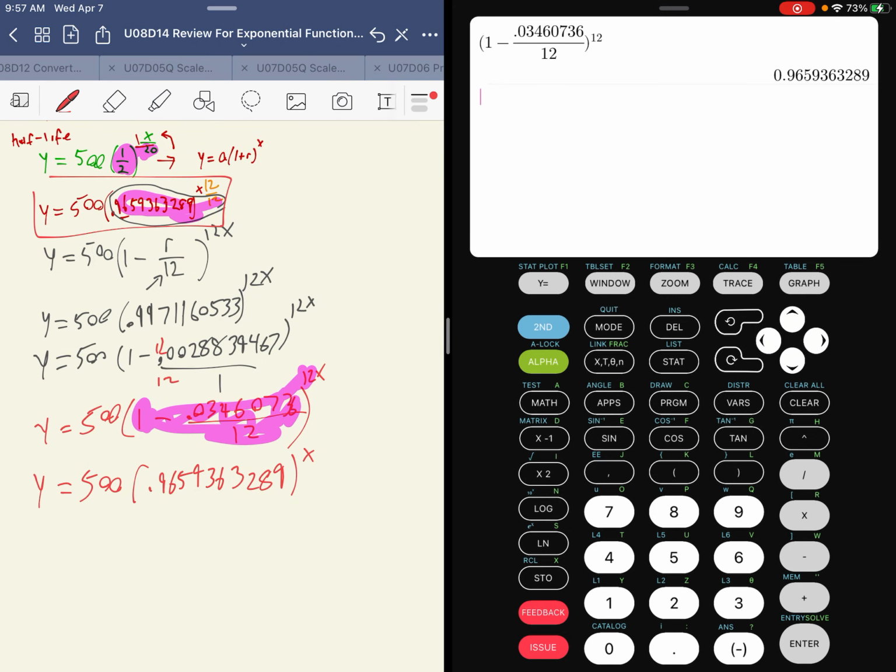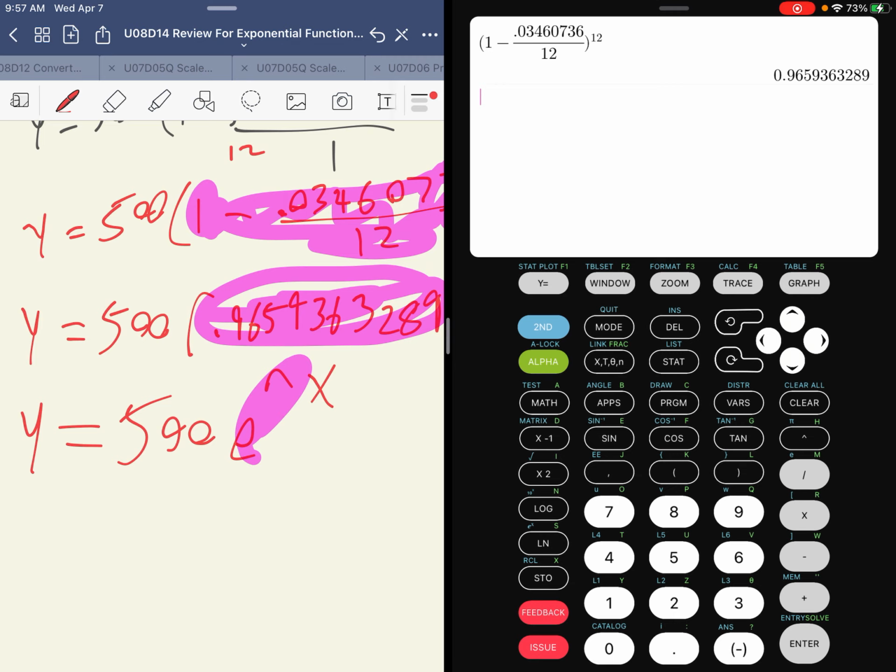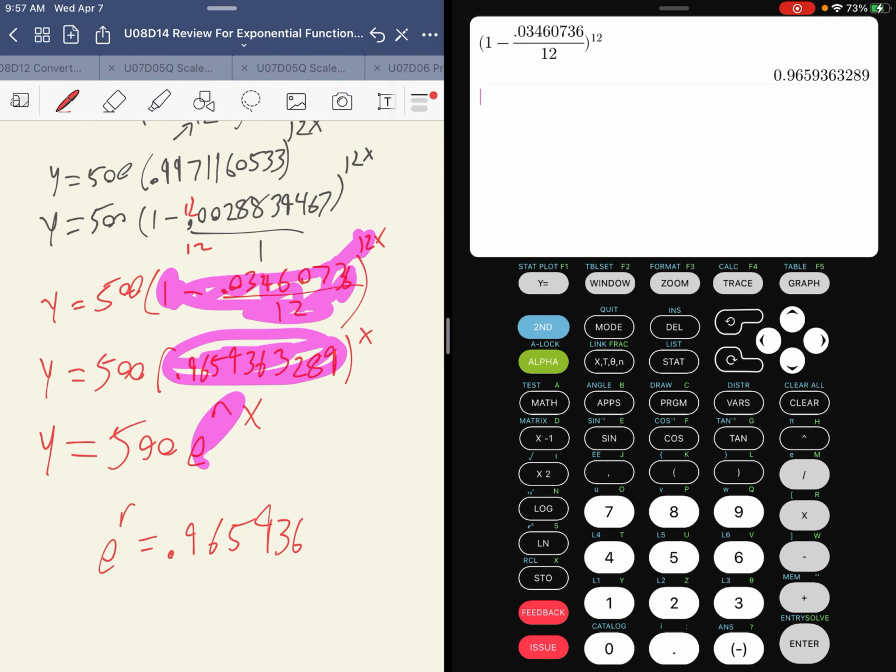Now to convert to a continuous format, we're going to write y equals 500 times e to some unknown rate, which is what we don't know, to the x power. So pretty much we're trying to find out what we have to write for r for this to equal this. So we're just going to write that equation and solve it. We're going to write e to the r is equal to 0.9659363289. And we're just going to solve this equation by using a logarithm.